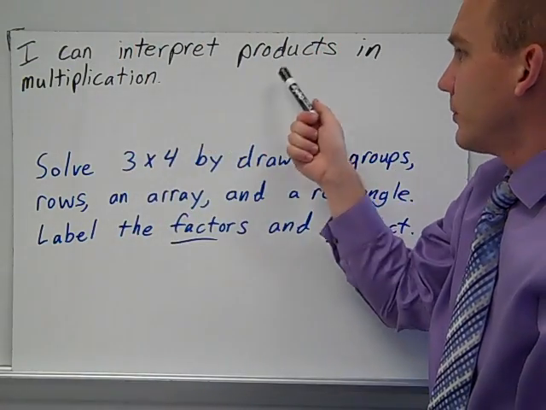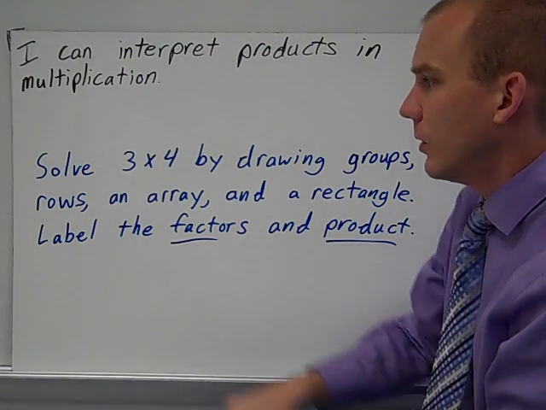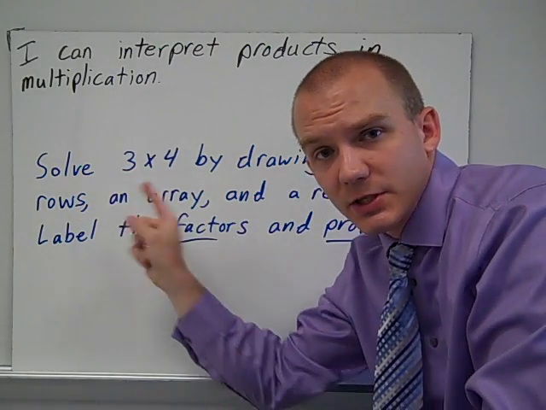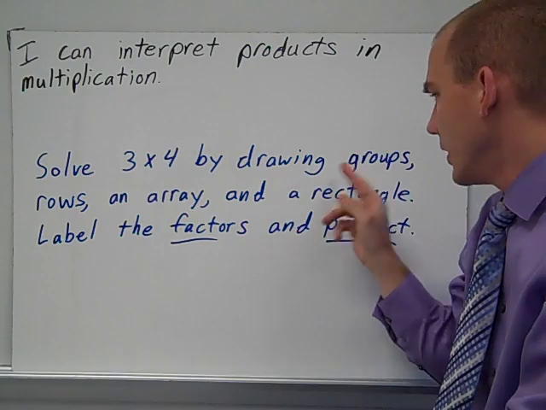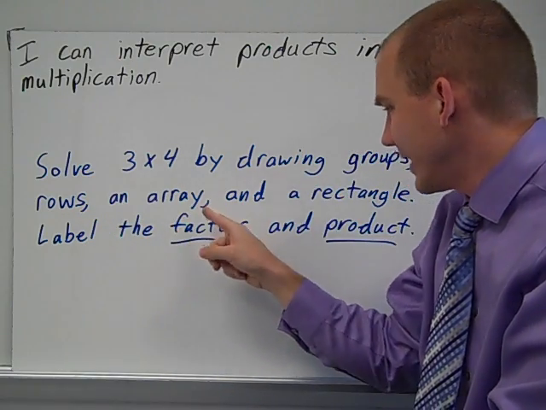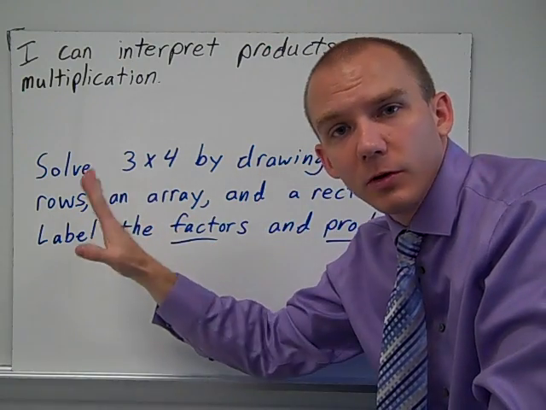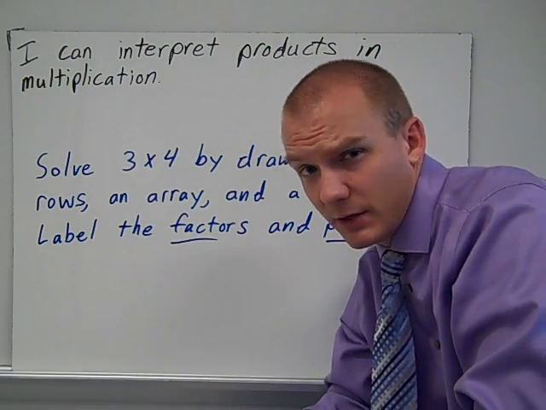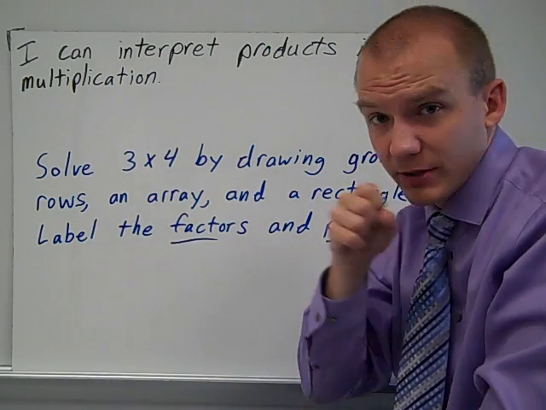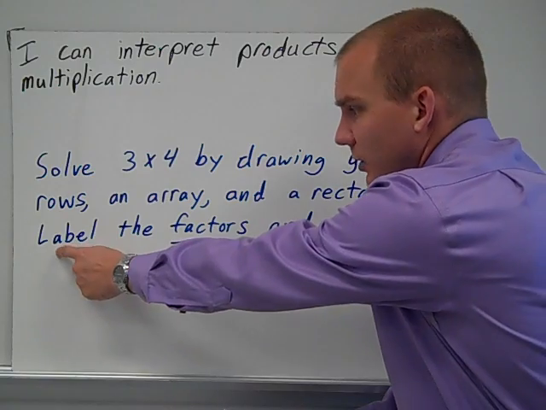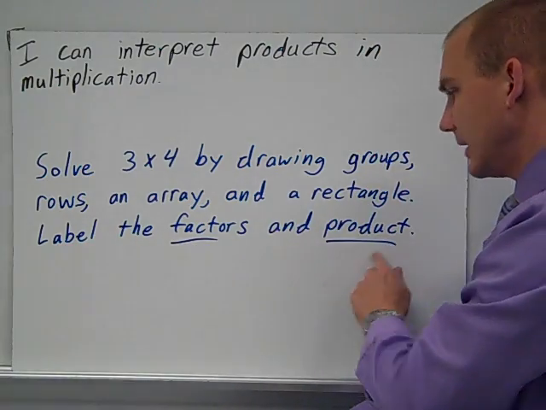I can interpret products in multiplication. So what I want you to do is to go and solve 3 times 4 by drawing groups, rows, an array, and a rectangle. So you'll do all 4 of those things we just did with 5 times 7 with a new set of factors, 3 times 4. Don't forget to label the factors and the product.